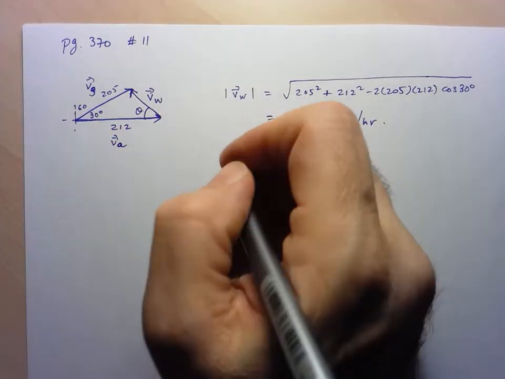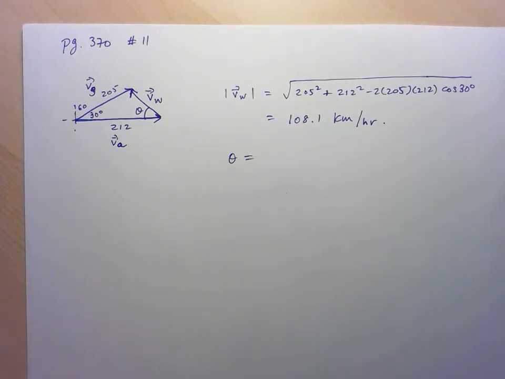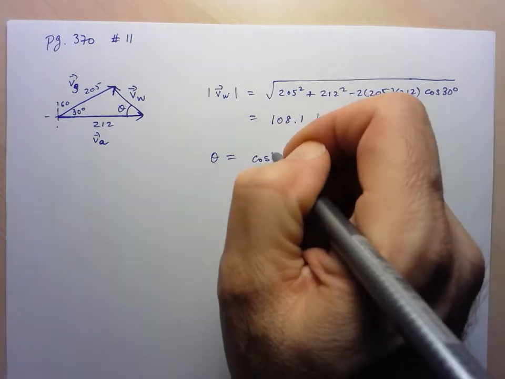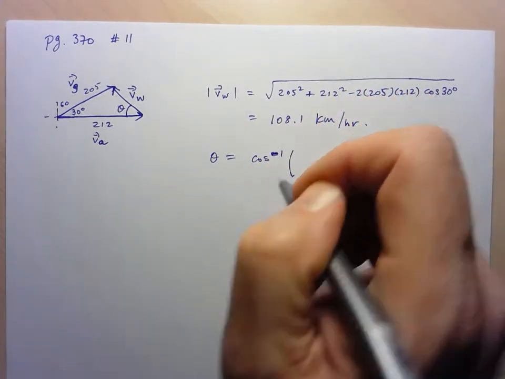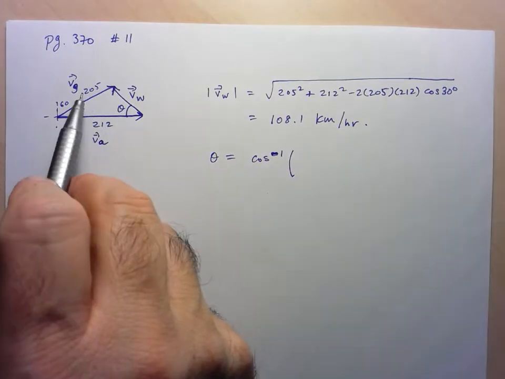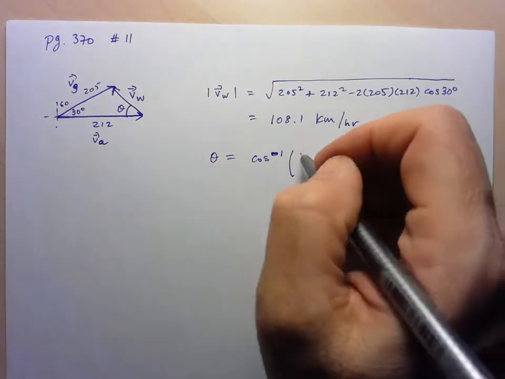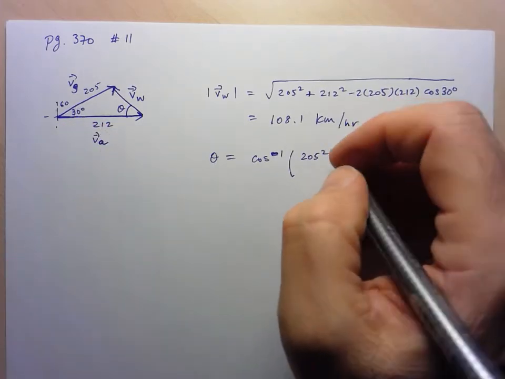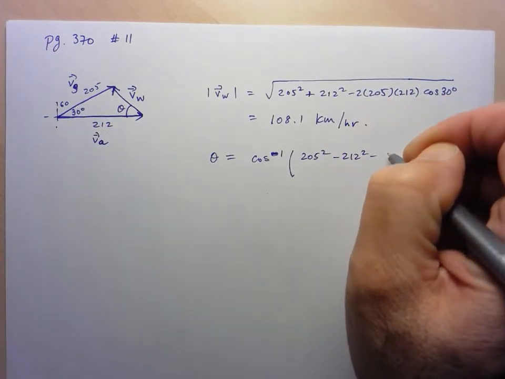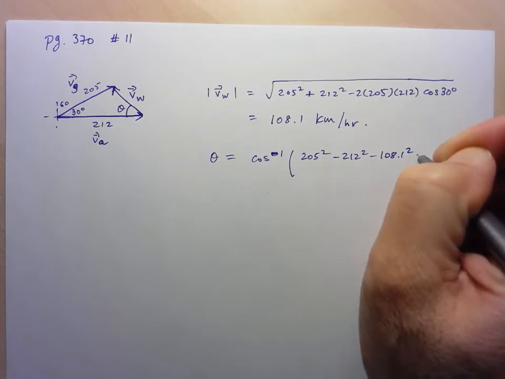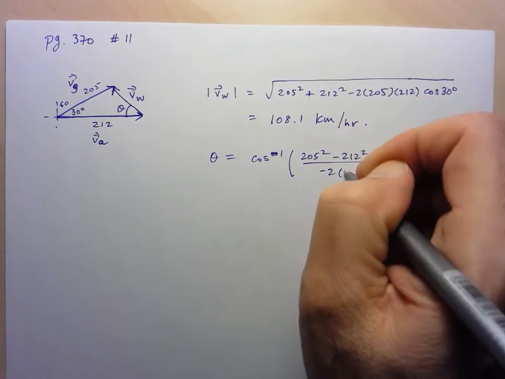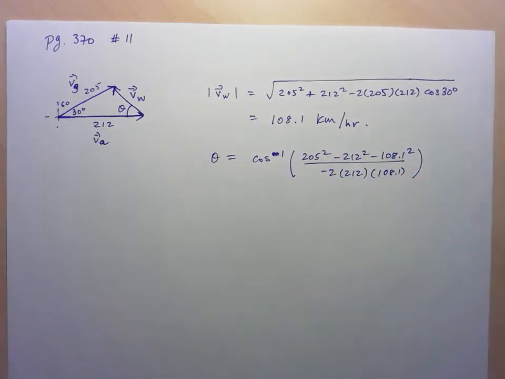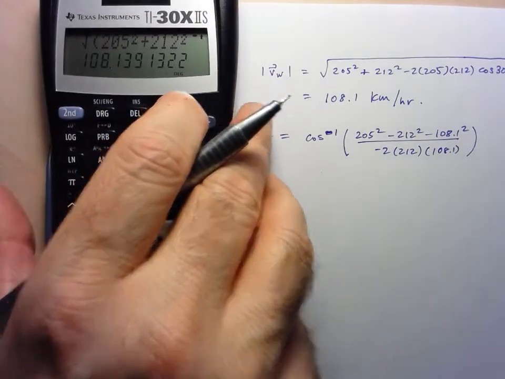And again, as usual, I'm going to opt for the cosine law anytime I can. So that's going to be inverse cosine of, so I first look for its opposite side, which is the 205, so that's how I'm going to have the 205 squared, and then subtracting the other two sides squared. So it's going to be minus 212 squared minus 108.1 squared all over negative 2 times 212 times 108.1. And now let's input that into our calculator.